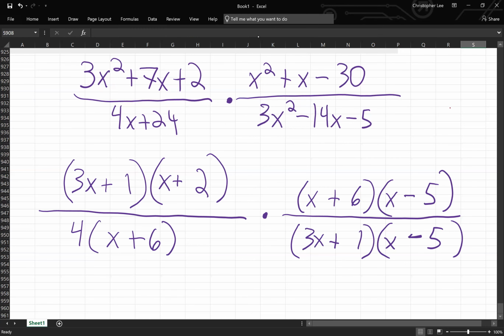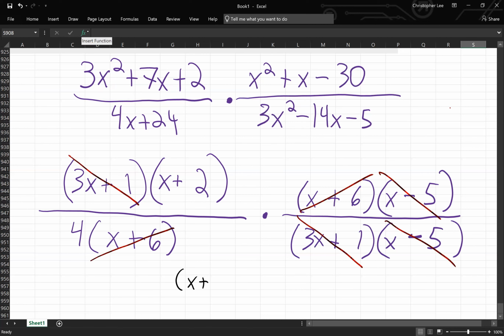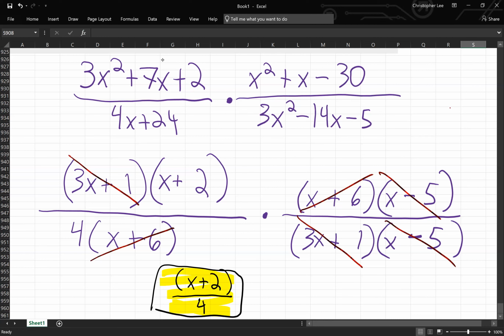All right, let's cross out like terms. I got 3x plus 1, 3x plus 1. I got x plus 6, x plus 6. I got x minus 5, x minus 5. Final answer: x plus 2 over 4. That's it. Questions on that? We good?